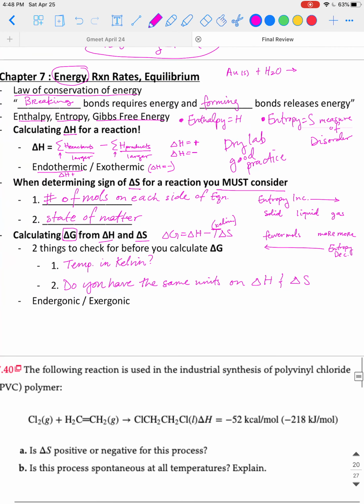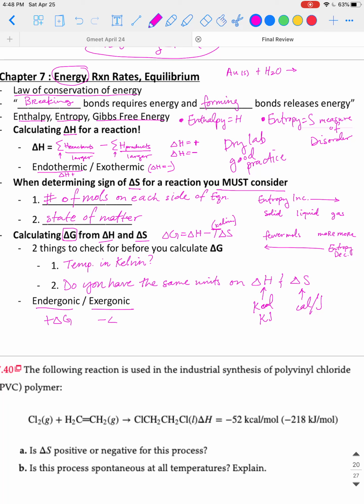Whoops, I wrote a D for delta. Okay, so they both need to be in kcal or kilojoules or calories or joules, all right? So you usually always have to convert one to match the other. A lot of the time I'll pick delta S and convert it to match delta H. Delta H is normally given in kcal or kilojoules, and delta S is usually given in calories or joules, all right? So keep that in mind.